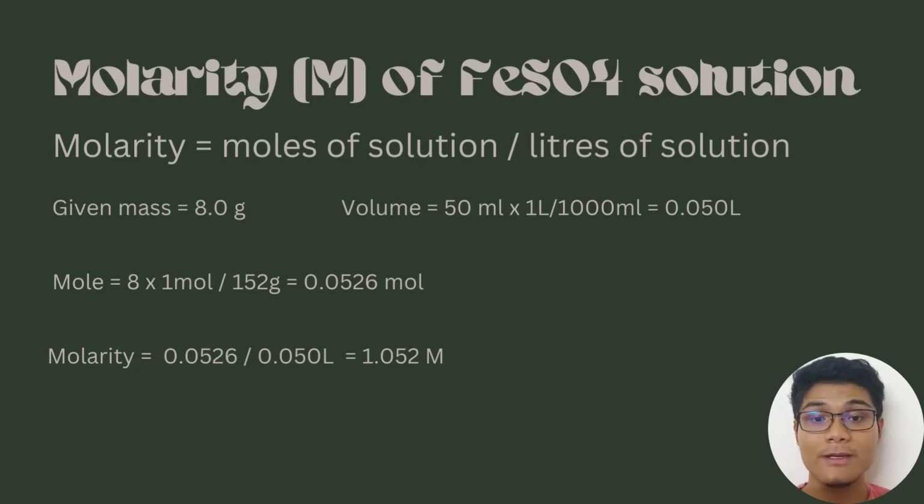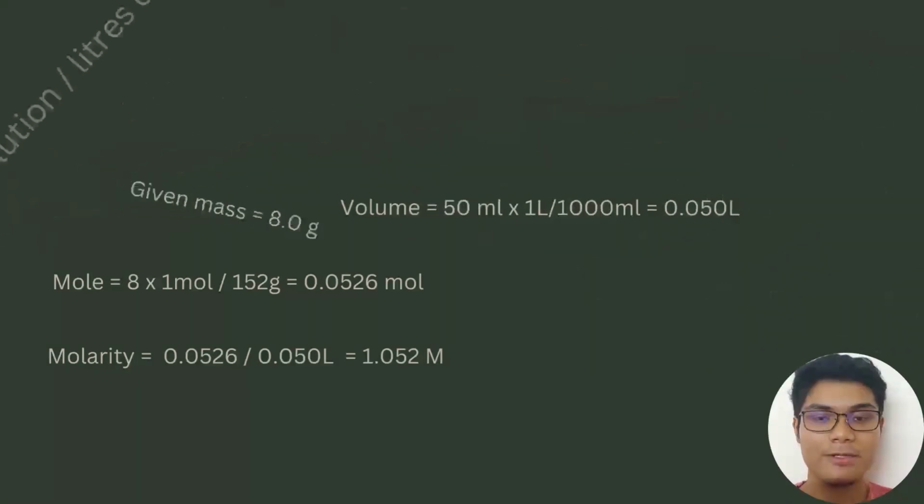Next, we need to find the moles of the solution. To get the moles, we just divide the weight of the solution by the molar mass of the compound. As you can see, 8 divided by 152 gives us 0.0526 moles. Now in order to find molarity, we insert these values into the formula M equals n over V. Dividing 0.0526 by 0.05 liters, we get 1.052 as the molarity of the solution.